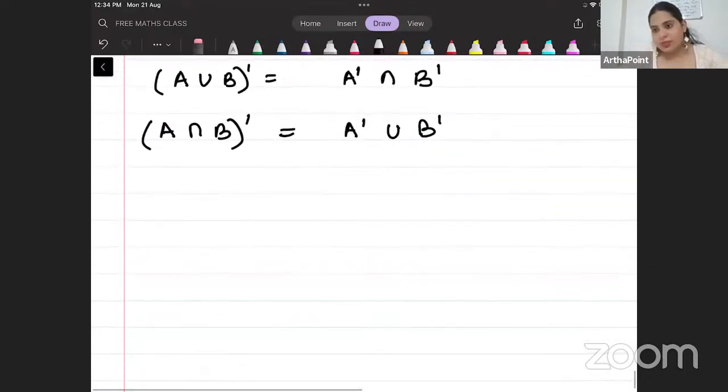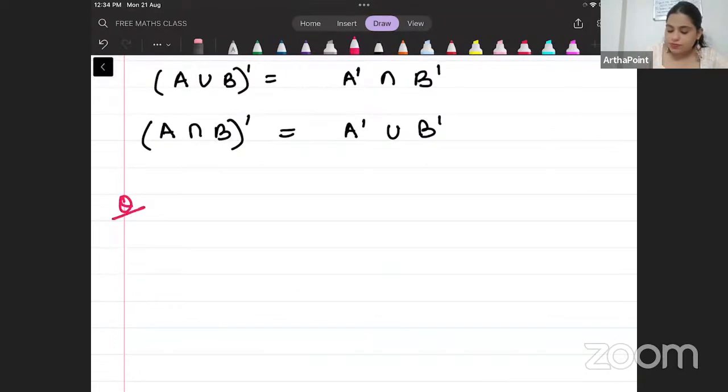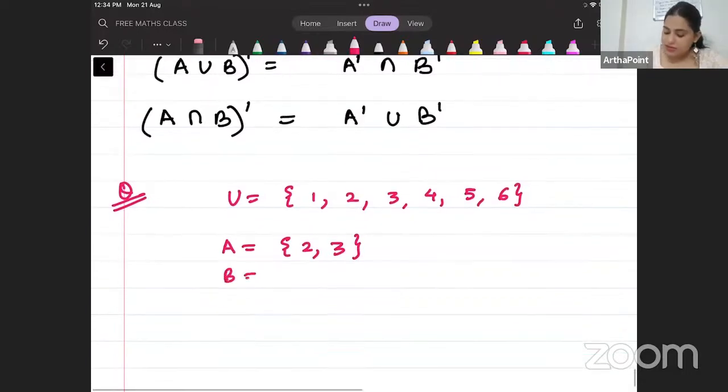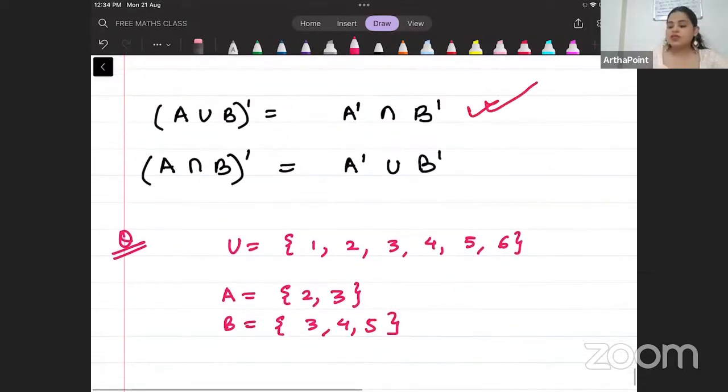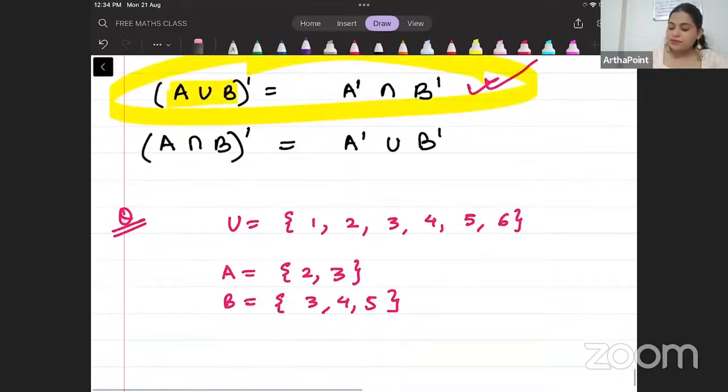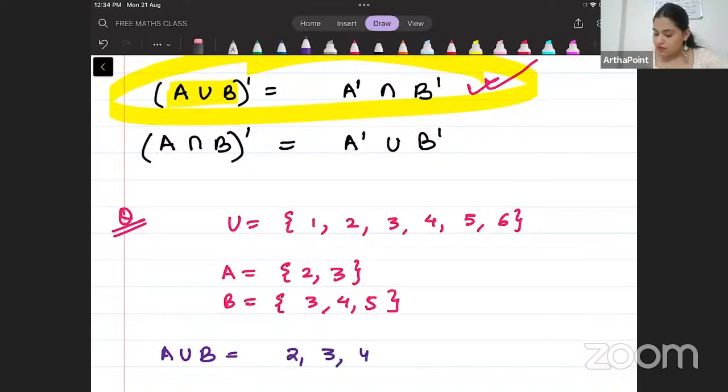Let me give you an example to this. So, question. Beta, your union is 1, 2, 3, 4, 5, and 6. Beta, A is 2, 3. And B is 3, 4, 5. First, I will try the first De Morgan's law. So, can you tell me what will be A union B, beta? A union B means all elements in A and B. So, you will get 2, 3, 4, 5.